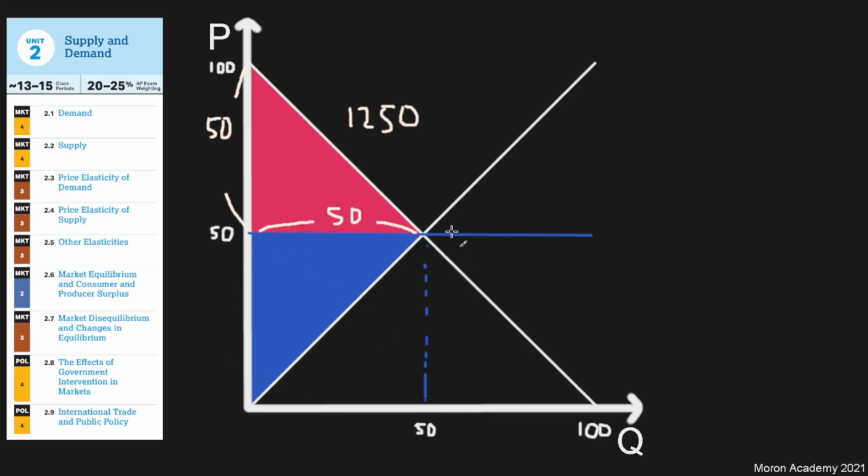But just keep in mind that this is a very basic example and not all producer surplus need to equal the consumer surplus. So they don't both have to be 1,250. That just happens to be the example I've created here.